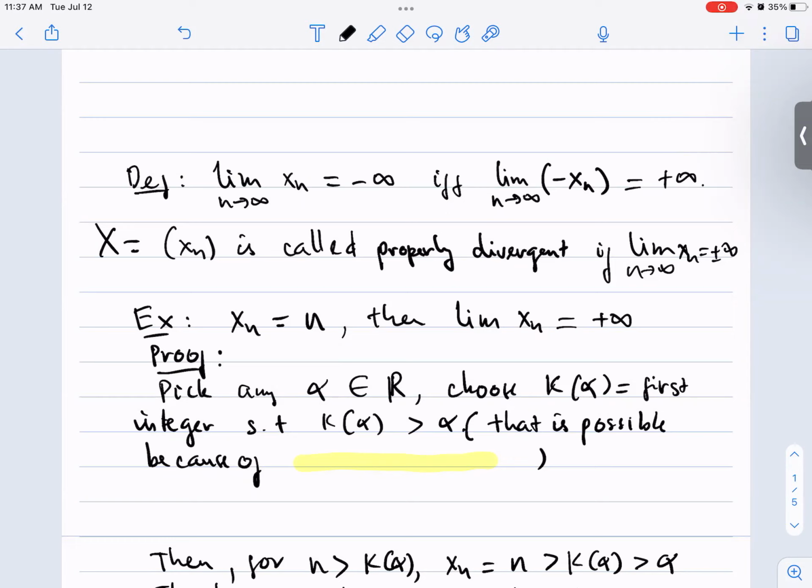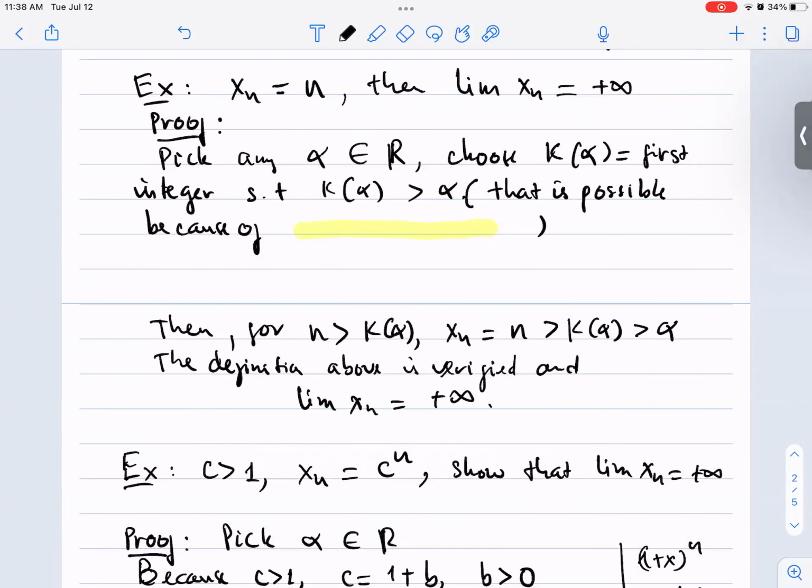This is to distinguish from just plain divergence, because for plain divergence, you might arrive at a situation where a sequence only assumes certain values, let's say 1 and minus 1, and the sequence is not convergent, but it is also not properly diverging towards plus or minus infinity.